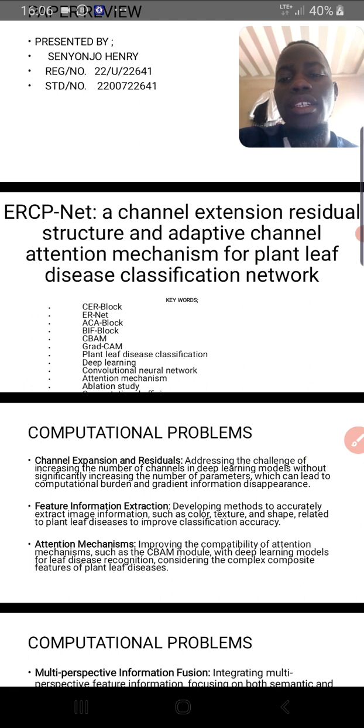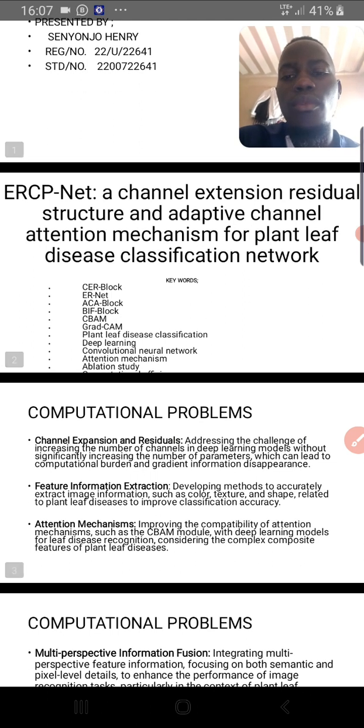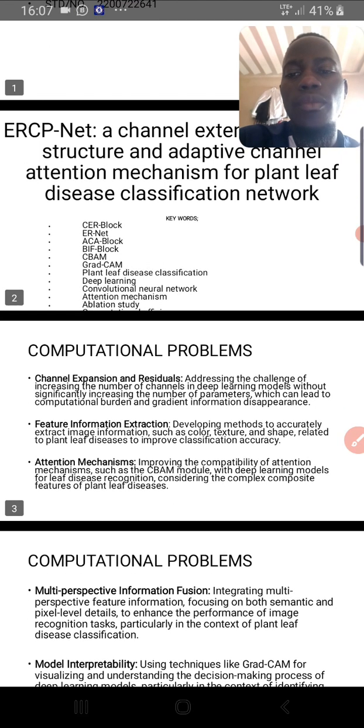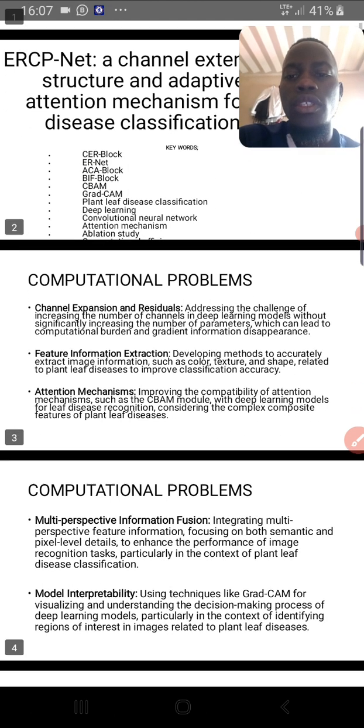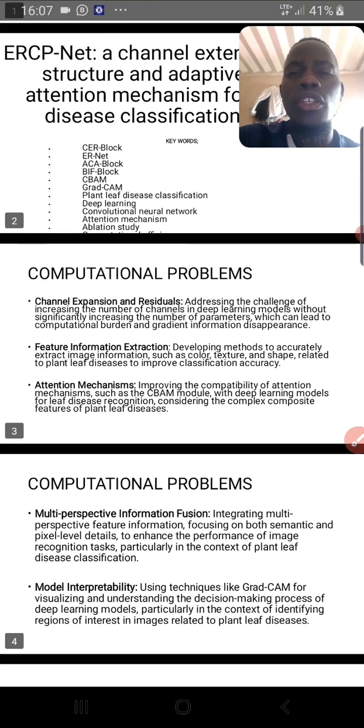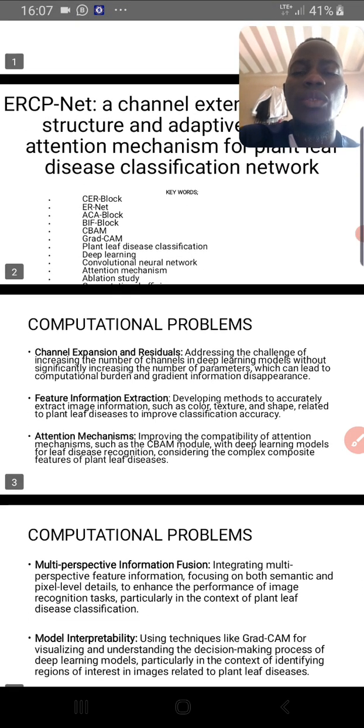The keywords are CER block, Ercp-Net, SCA block, BIF block, Scrum, CBAM. All those are models that were used in this paper, and I'm going to explain each model. Before the computational problem, I'll first explain this model.